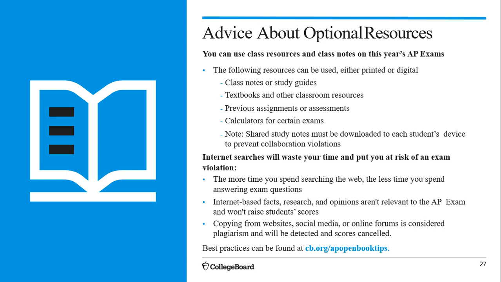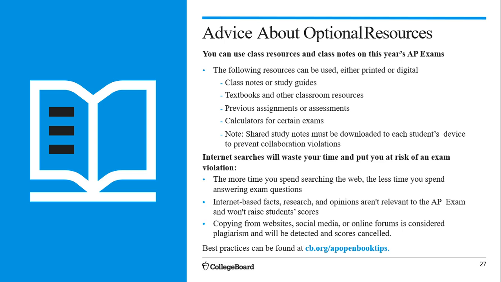Okay, advice about optional resources. So this is important to pay attention to. This is what you can use. You can use class resources and class notes on this year's AP exam. The following resources can be used either printed or digital. Class notes or study guides or quick reference guides, textbooks and other classroom resources, previous assignments or assessments, calculators.